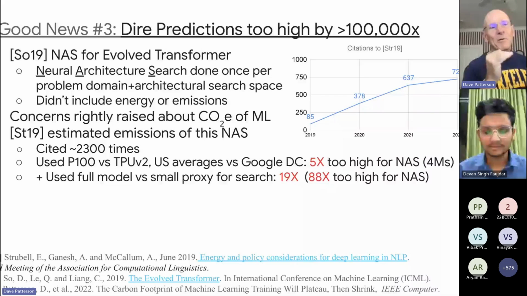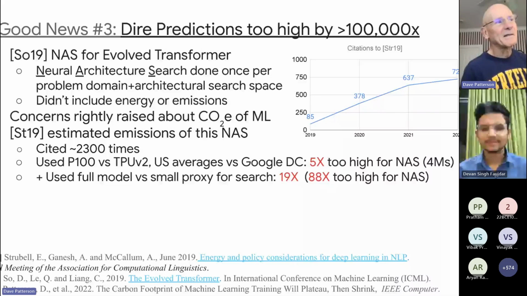So that paper was off by a factor of 88: 19 because they didn't understand the search, a mistake by the paper's authors, and 5x because they didn't ask for the 4Ms for the Google data center. So that's off by almost a factor of 100. Well, the story doesn't end there.